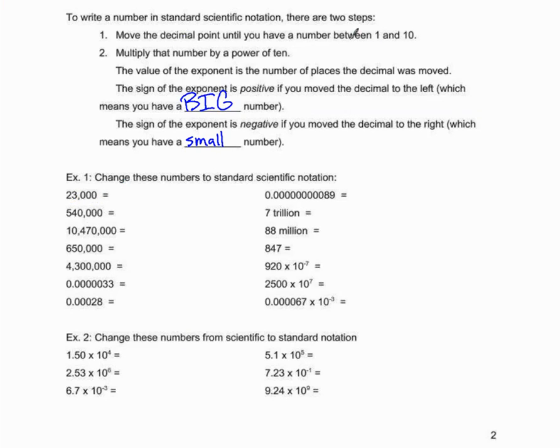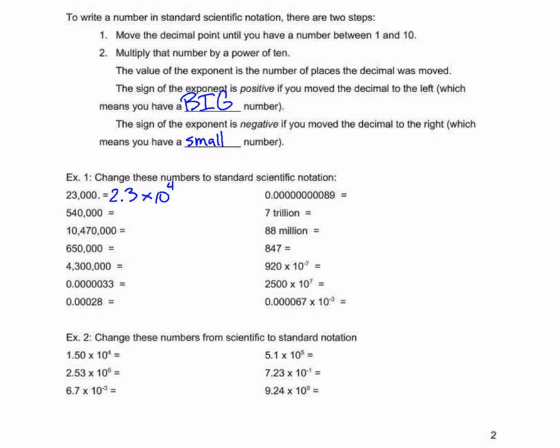So my number between 1 and 10 is 2.3. I move the decimal place from here to here. Multiply it by 10, and the exponent is the number of places I move the decimal. Now I have a big number, it's greater than 1, so my exponent is going to be positive. And I'm moving the decimal place to the left, 1, 2, 3, 4. So I get 2.3 times 10 to the fourth power.